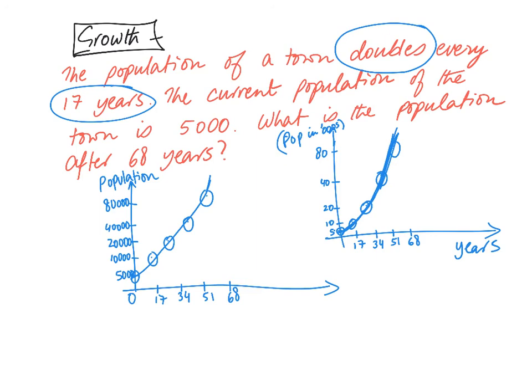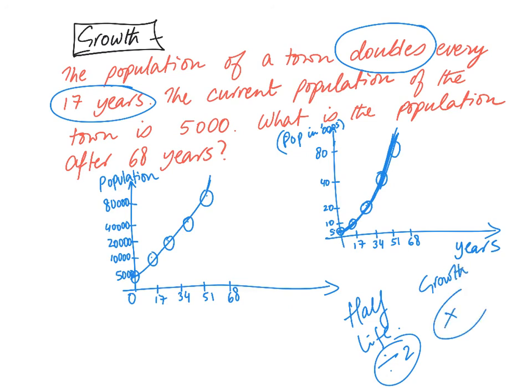So there was half-life versus growth. So half-life, right, where everything divides by 2. And then growth is everything multiplying by a factor. Maybe doubling, tripling, and so on.